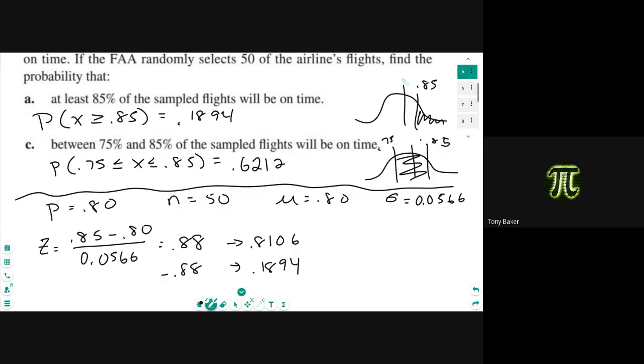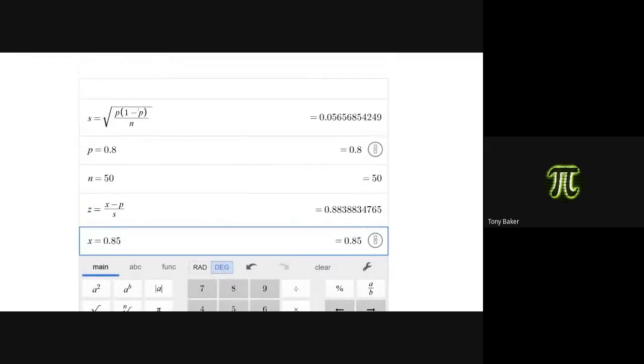Questions with those? 0.0566. Yep. That was your standard deviation. So that's what gave me that. Actually, that was the P times 1 minus P over N. That's how I got that one.